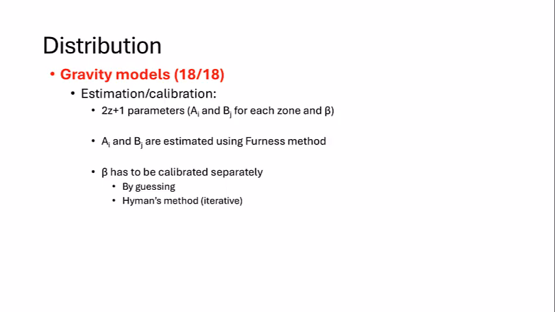Finally, let's talk about calibration. A gravity model typically requires z+1 parameters, where z is the number of zones. The Ai and Bj factors are estimated using the Furness method, while the beta parameter in the cost function must be calibrated separately. This can be done by trial and error, or more systematically, using methods like Hyman's iterative approach. Proper calibration is essential to ensure the model reflects observed travel behavior as closely as possible.